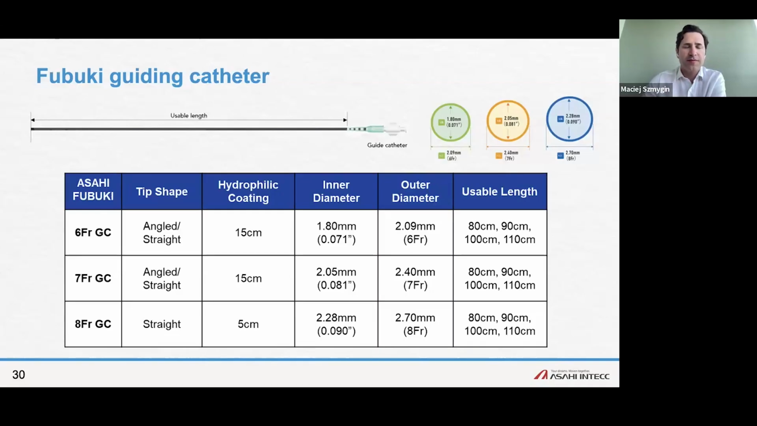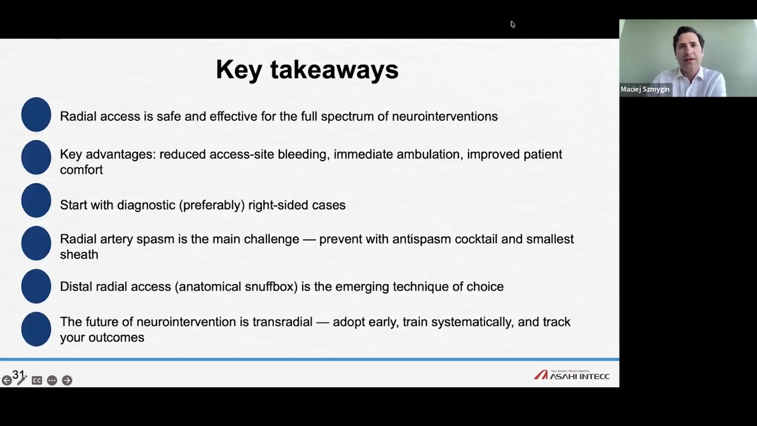So in our experience, the main advantages of FUBUKI catheters is that they are hydrophilic. So even in case of radial spasm, it's easy to maneuver it, to get out. It's really good ratio between outer and inner lumen. It's quite stiff where it needs to be, so it provides good support, and it's really good for us. It's really cost effective, so we can recommend it.